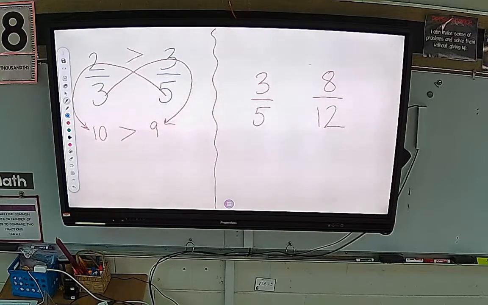Draw a line from the 12 to the 3. And the 5 to the 8. You have to go all the way up and draw through that number. Okay, so that you know you're multiplying 12 times 3. So that you know you're multiplying 5 times 8. Okay.